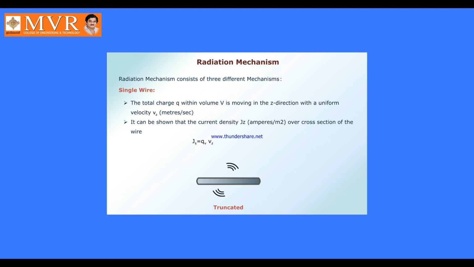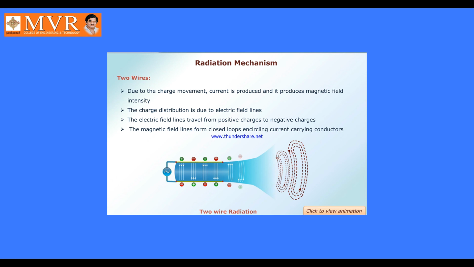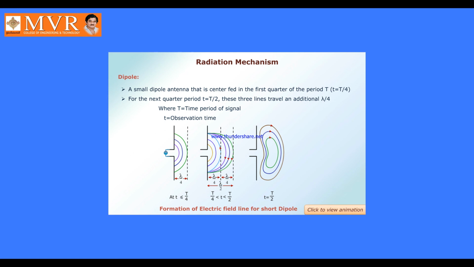So here, if there is no charge, there is no current, there is no radiation mechanism. Here, by applying a suitable voltage source, automatically there are positive and negative polarities. So automatically some current is produced, and a magnetic field and an electric field are also available, so that a radiation mechanism is possible in this one. Please observe this diagram.